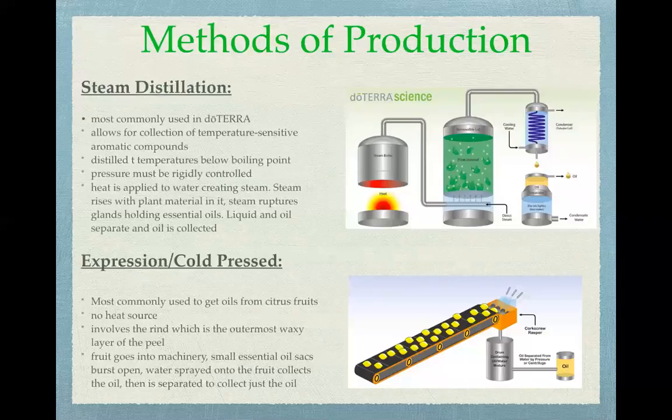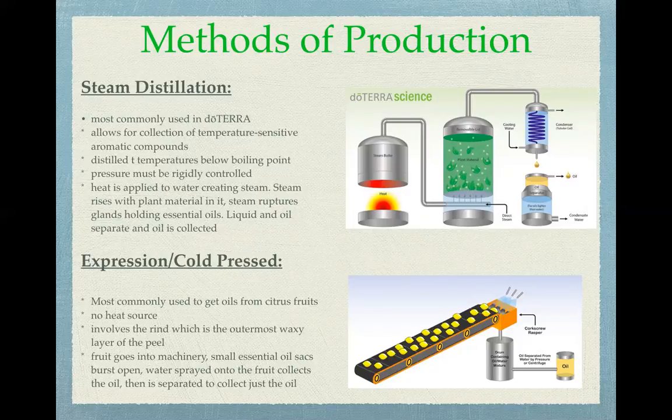So let's talk about the methods of production. So how do we actually get these essential oils from the plants or the botanicals? So there's two main ways that doTERRA uses to extract these oils. So the first way is steam distillation. This is the most common way that doTERRA uses to extract the essential oils.